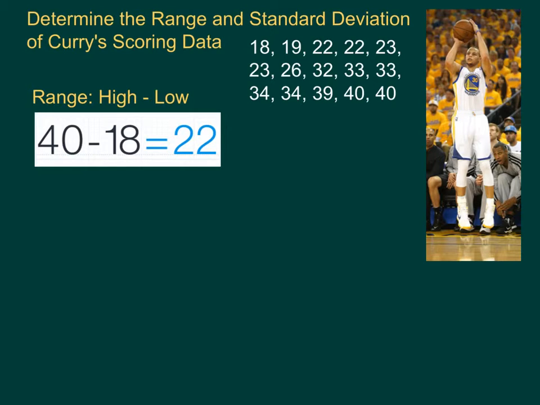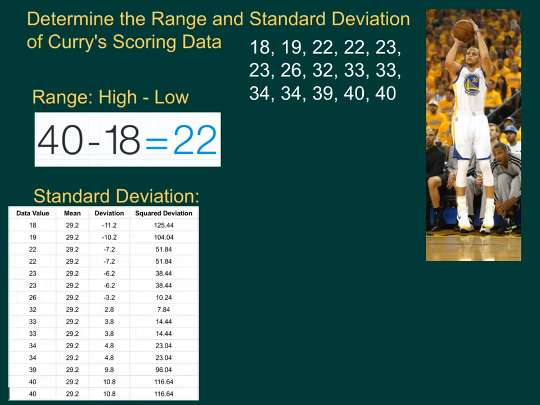Now the 22 there is not really connected to the measures of center. It just tells us how big of a spread that is. Standard deviation, a little bit more involved. So let's revisit those 5 steps and see what we can do. The use of a table might make this a lot easier to understand.